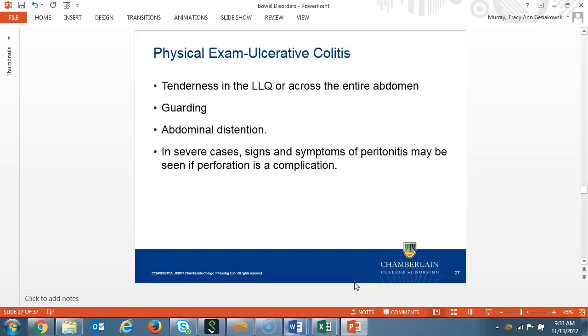In UC patients, tenderness is typically in the left lower quadrant or across the entire abdomen, and often accompanied by guarding and abdominal distension. In severe cases, signs and symptoms of peritonitis may be seen if perforation is a complication.